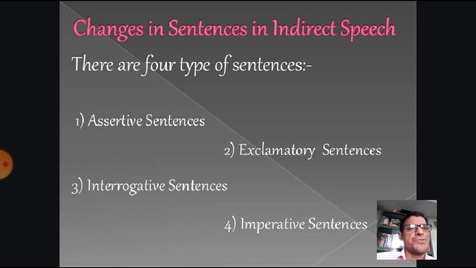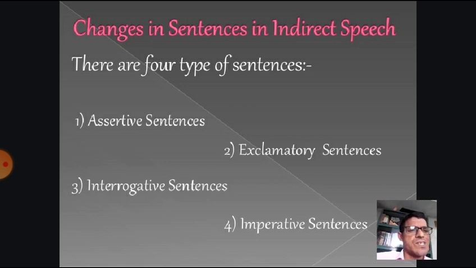And these four types of sentences are assertive sentence. That assertive sentence is also called declarative sentence. So with assertive sentence, one type of rule is used, one type of thing you have to do, which is not applied in another type of sentence, that is exclamatory sentence.